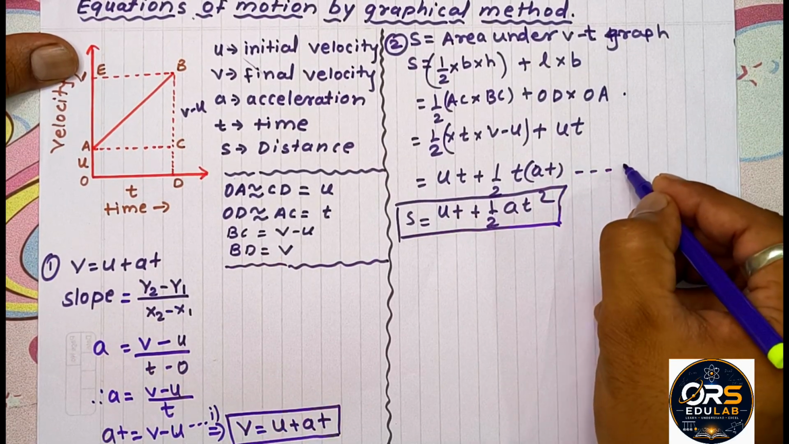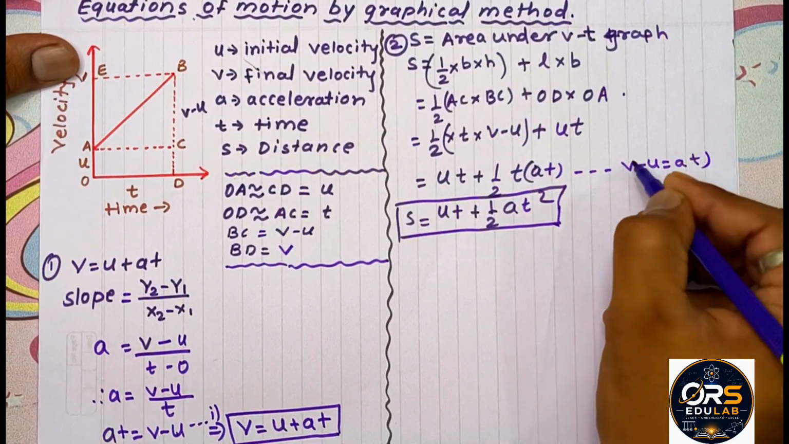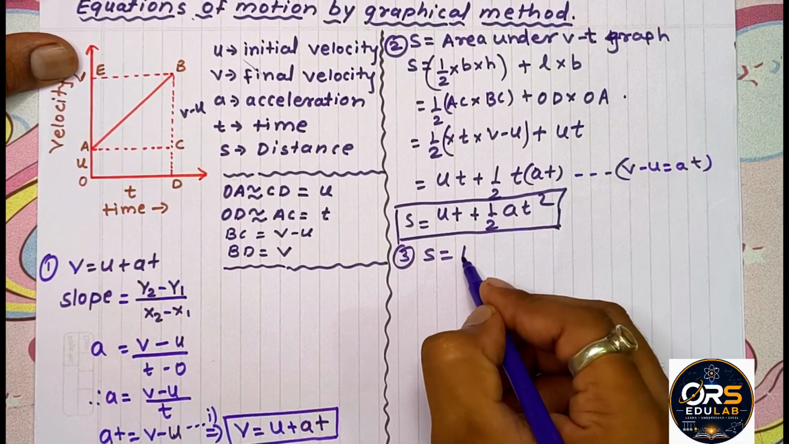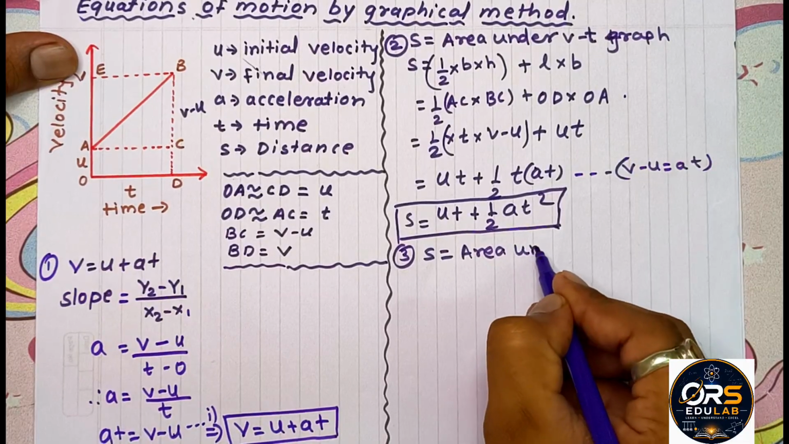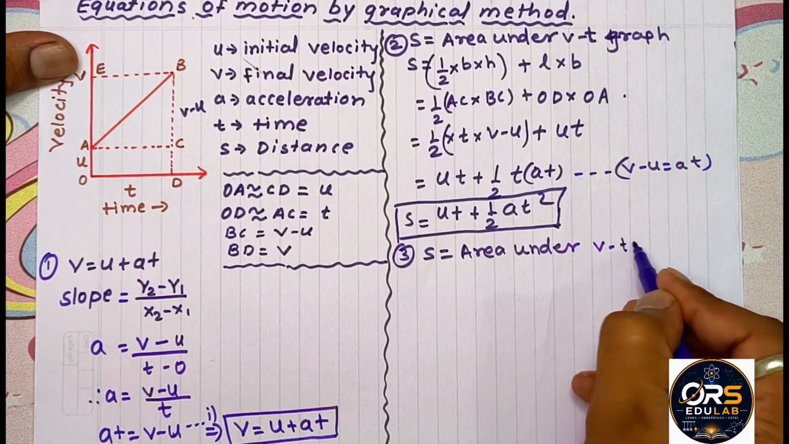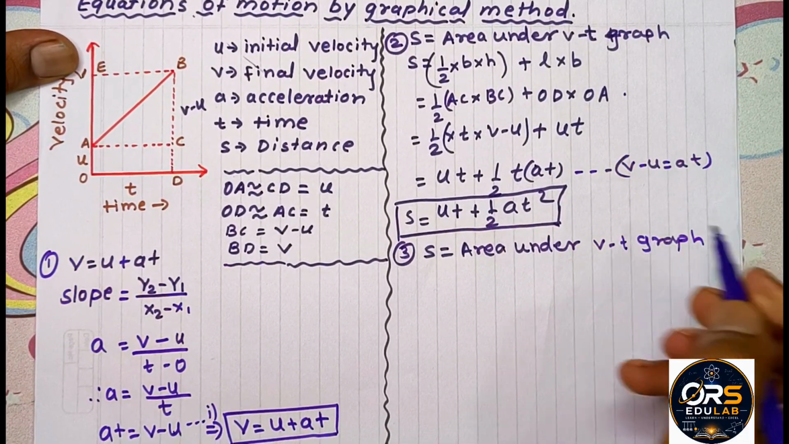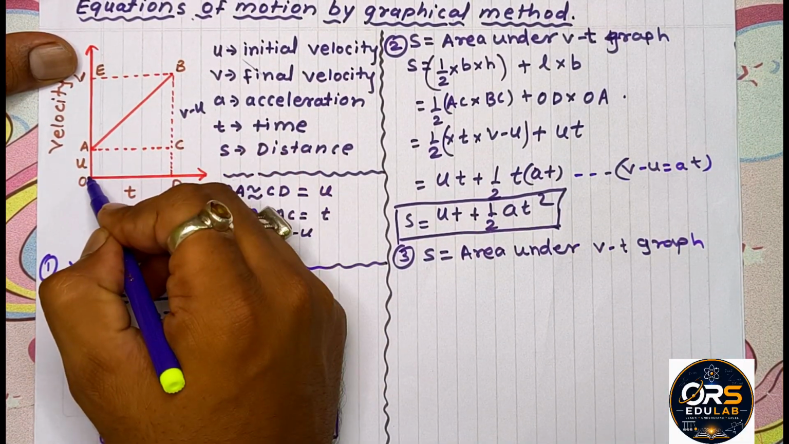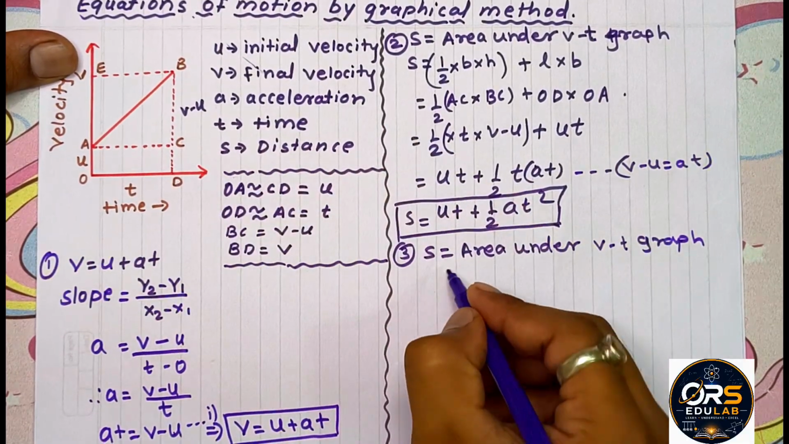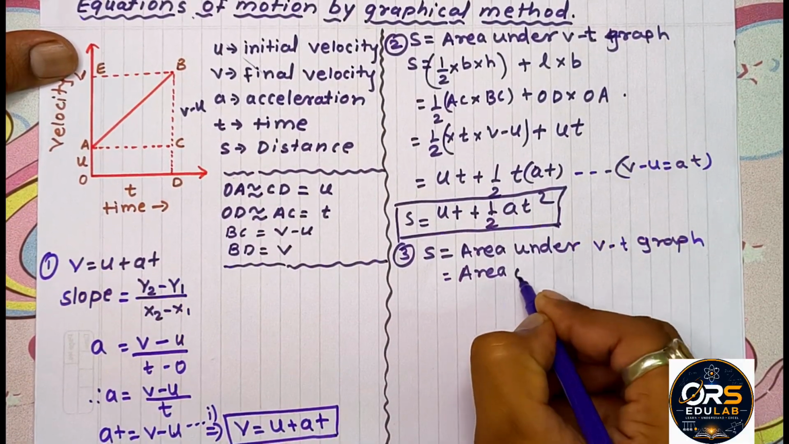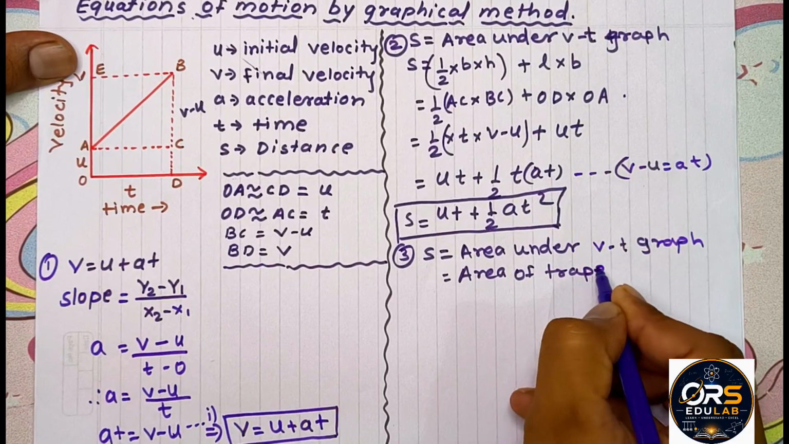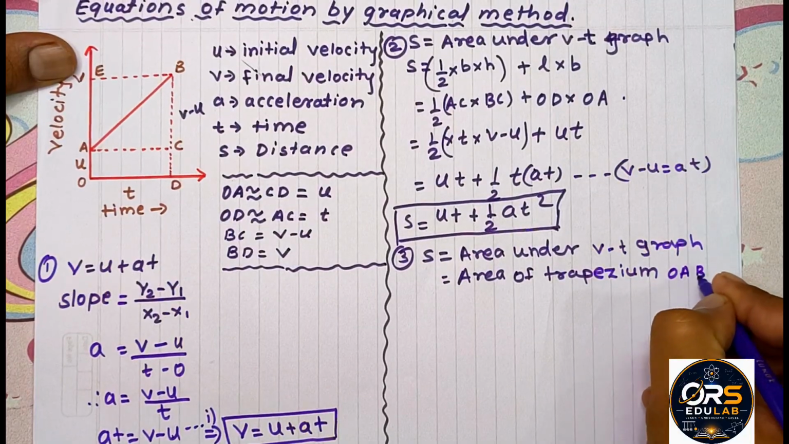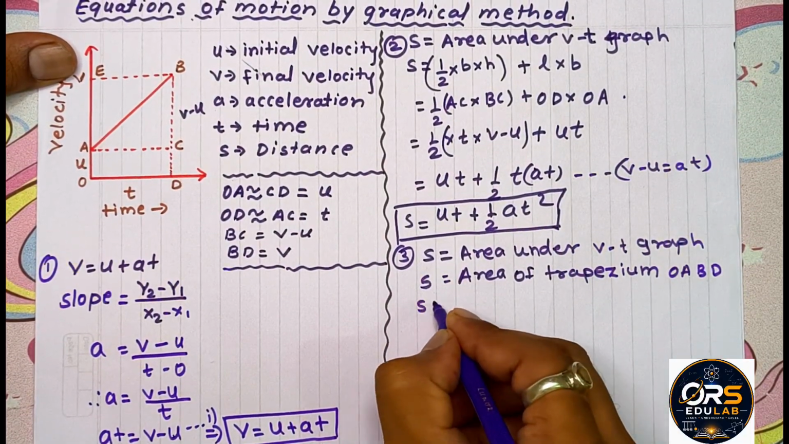For that we have used V minus U is equal to A into T. So similarly, let's derive the third equation of motion. So S is equal to, again the same, area under the velocity time graph. What is the area under the velocity time graph? We can say it is like a trapezium. Which trapezium? OABD. So what is the area of a trapezium?